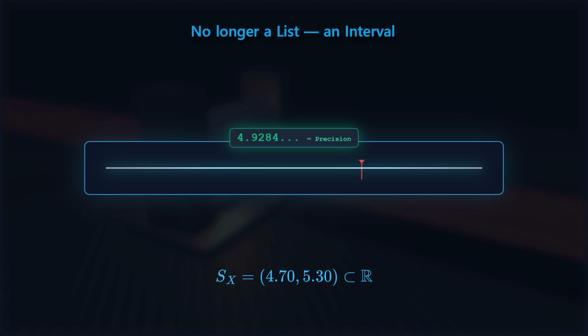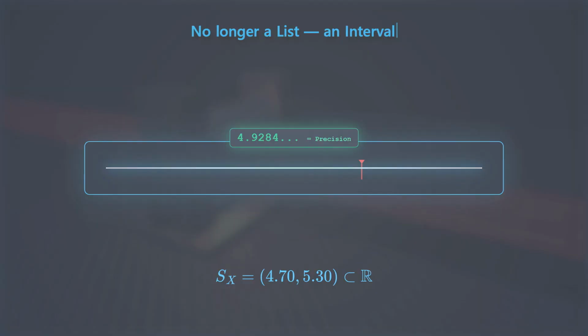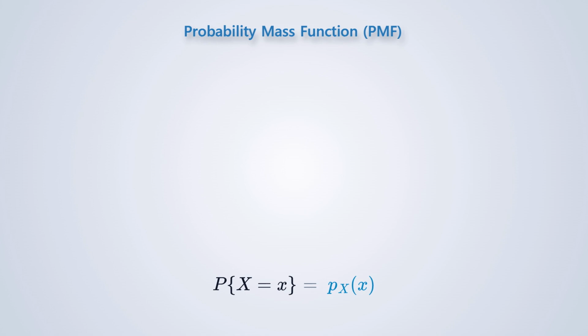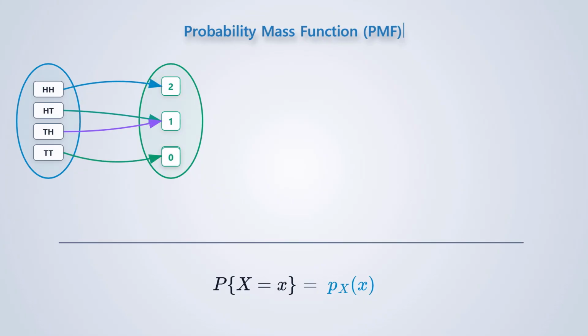Today, we stay in the world of gaps, where we can point at each value and ask, how likely are you? We start from something you already know, the probability that the variable, capital X, takes some specific value, little x. That quantity gets its own name and symbol, P sub X of x, the probability mass function, or PMF. With only one variable in play, we usually drop the subscript and write P of x. Back to the two coins. Every outcome maps to a number, and those numbers land on an axis. Why the word mass?